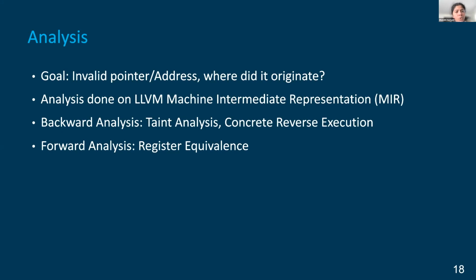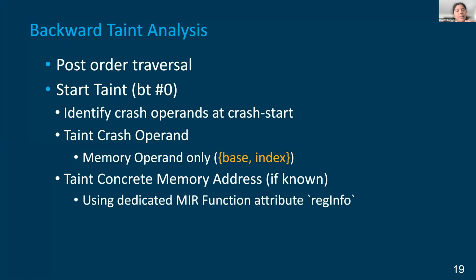Next slide. So we perform a backward analysis by doing post-order traversal of the control flow graph of the machine function from the instance of the crash, that is due to an access of an invalid address, till we find the instruction that is responsible for setting that invalid value. The taint analysis typically involves 3 steps: identifying the value to taint, propagating the taint, and termination of the taint.